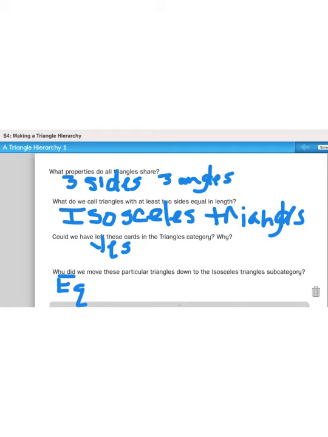Equilateral triangles. So you're going to add that to the bottom of your hierarchy. You're going to draw an arrow down to it and put that at the bottom. And you're going to find all of your isosceles triangles that are also equilateral triangles and move those cards down to the equilateral triangle subcategory.